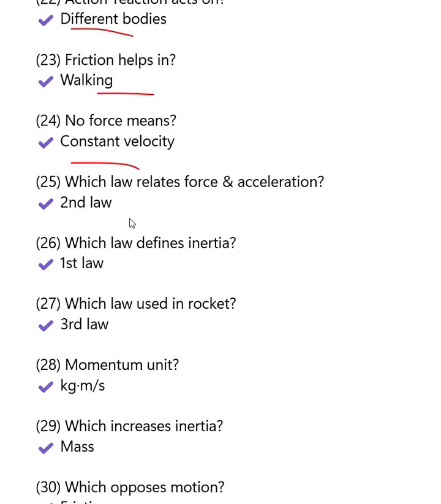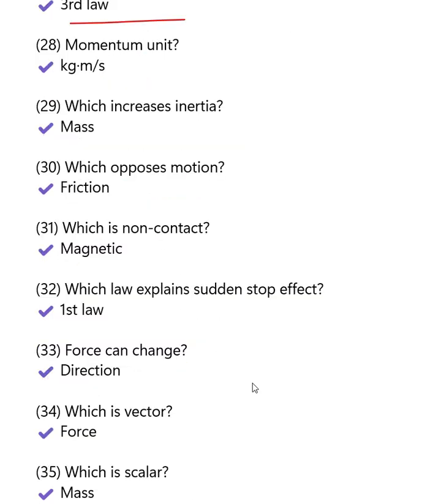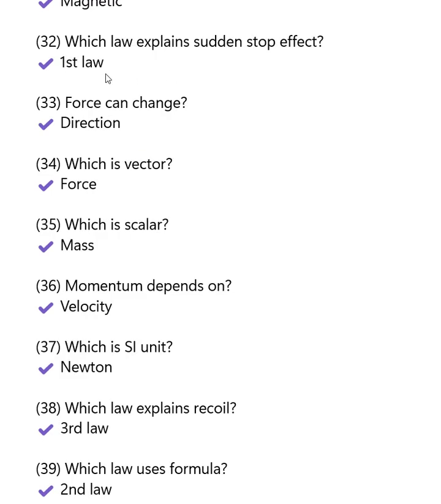Which law relates force and acceleration is your second law. Which defines inertia is your first law. Which law is used in rocket is your third law. Momentum unit is kilogram meter per second. Which increases inertia is your mass. Which law explains the sudden stop of a vehicle is your first law. Force can change the direction. Which is a vector is your force.